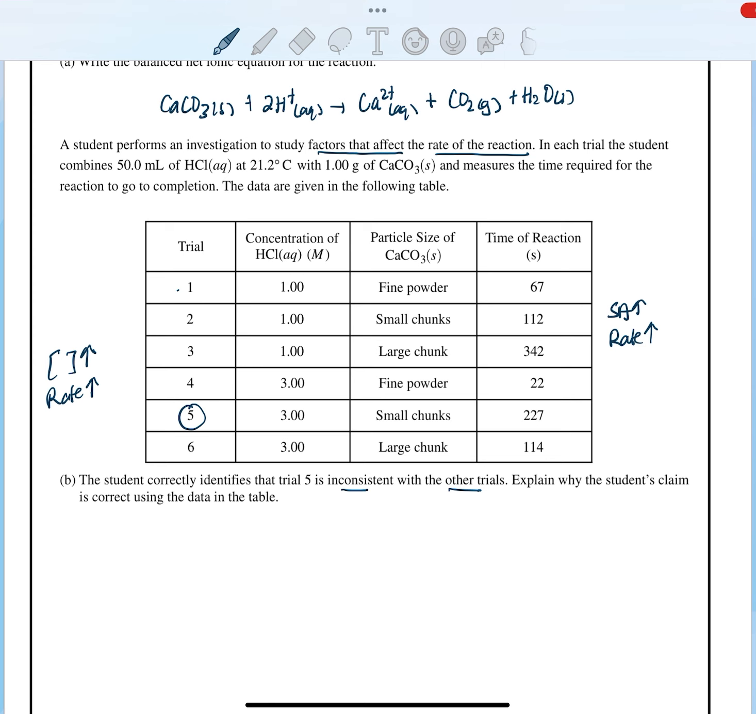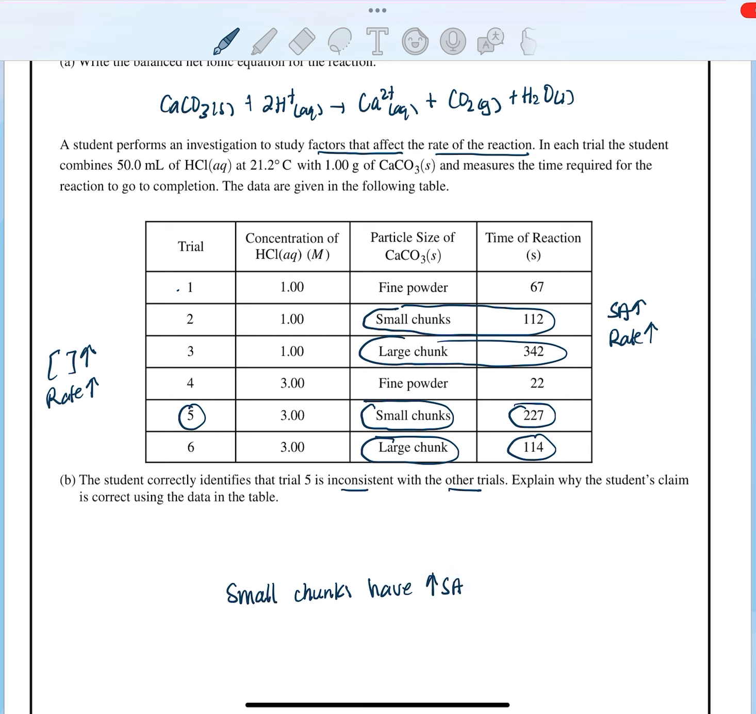Notice that my eye goes to this. The small chunks took 227 seconds to react, whereas the large chunk took less time, 114 seconds. That's not what we expect, because if we look up here, the small chunks should be faster, right? So one kind of error I notice is that the small chunks, they have a greater surface area. So as a result, the small chunk should have reacted faster.